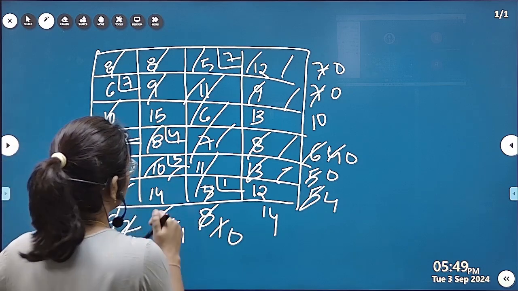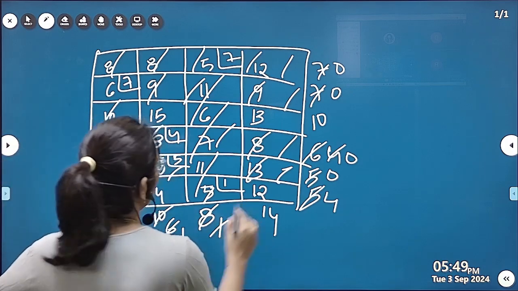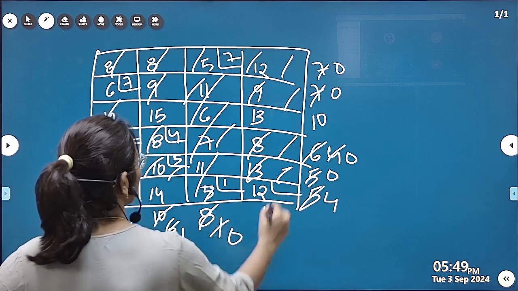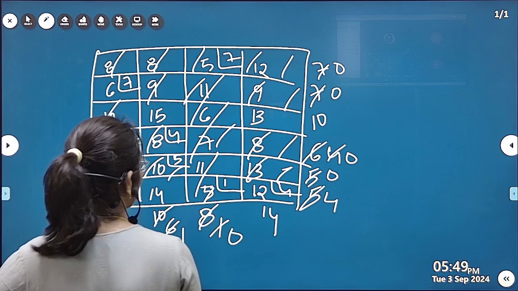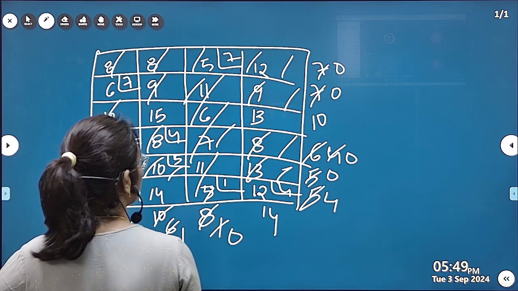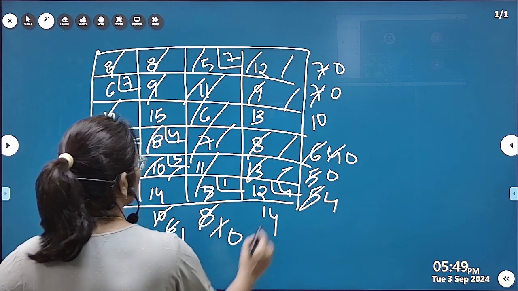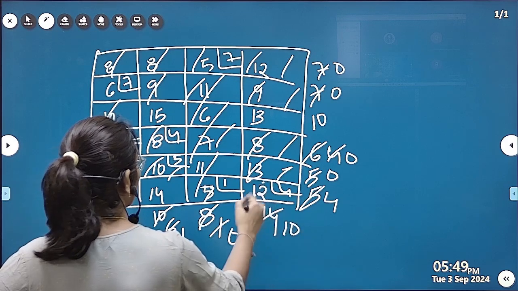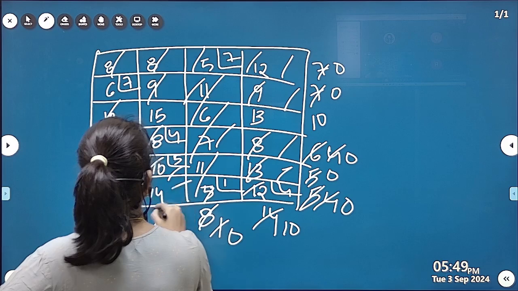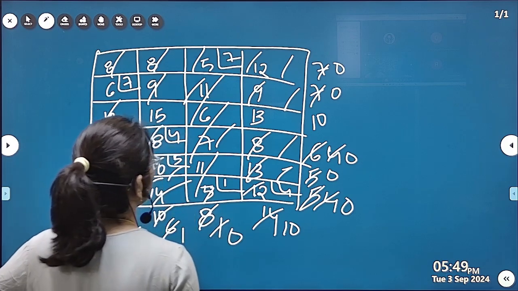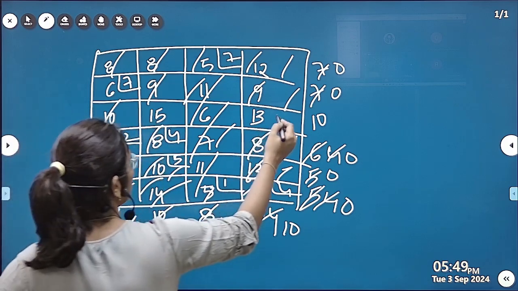Next least cost is 12. So here 4. So here 10 will be, here 0 will be, cancel. Next least cost will be 13 here.